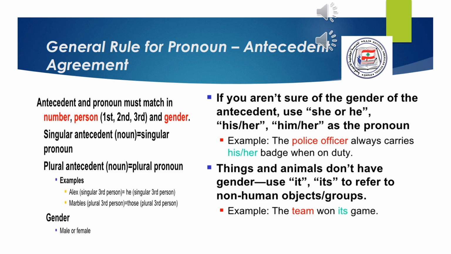Things and animals don't have a gender, so use it or its to refer to non-human objects or groups. Example, the team won its game. Team doesn't have a gender, so we used its as a pronoun to refer to the team.